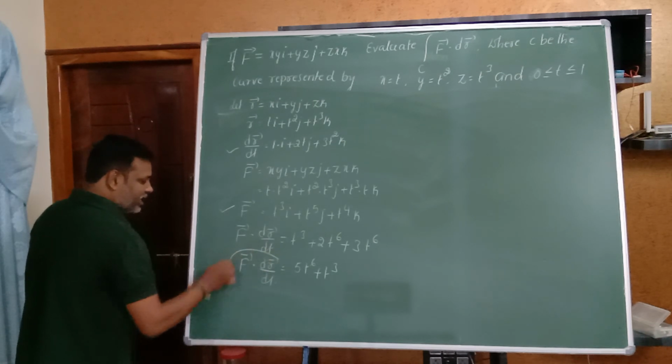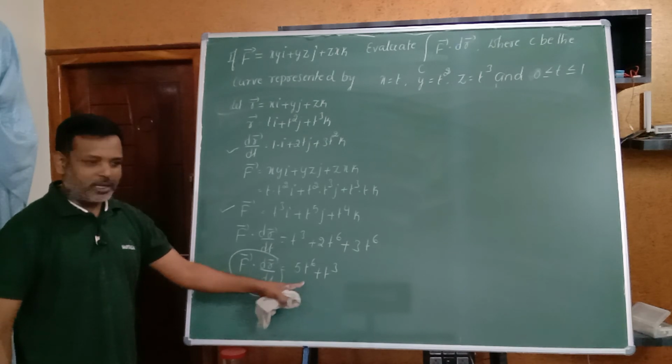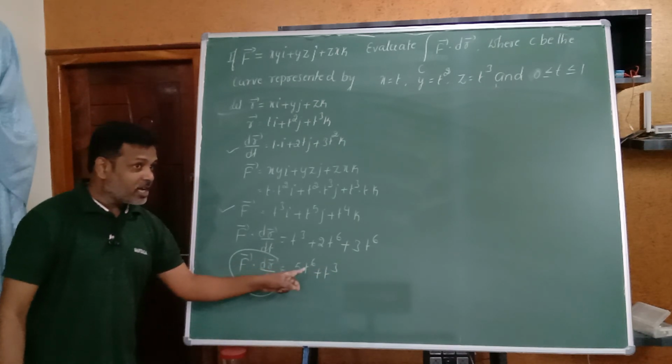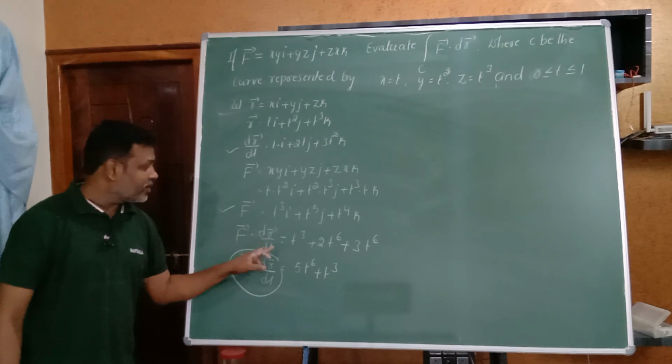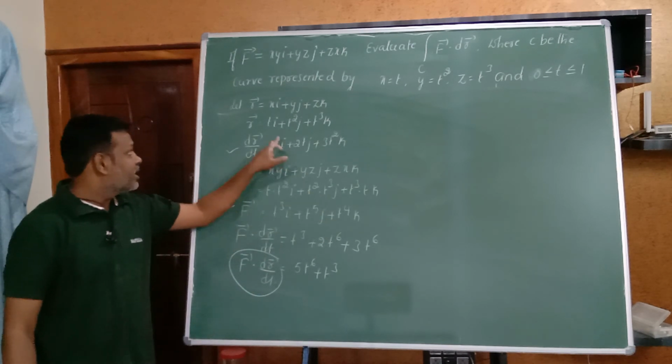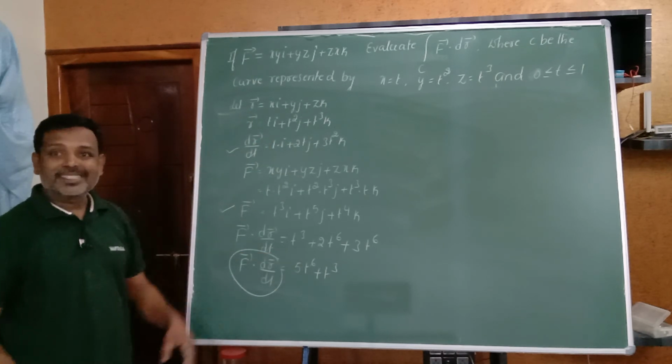This f vector dot dr by dt is totally a scalar function where t is the parameter. There is no ijk here. When ijk is absent, that quantity becomes a scalar. When there is a presence of ijk, look here, here we have ijk, here we have ijk, therefore they are vectors. Their dot product becomes a scalar.